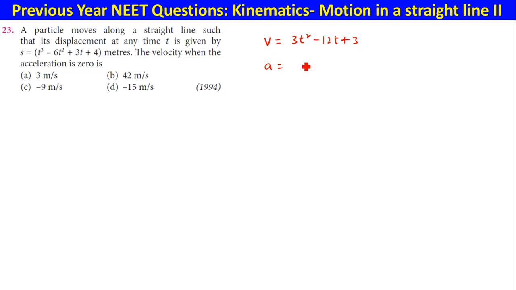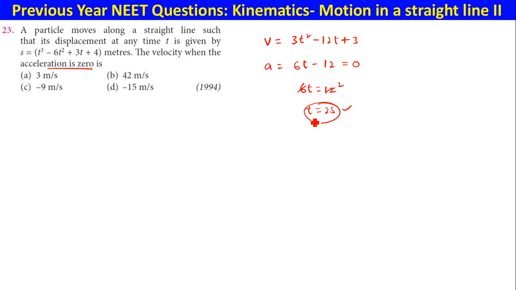A is equal to 3t² − 6t + 12... differentiating, t differentiates to 1. 3 is a constant number, so it doesn't have any differentiation, anyway 0. So a is equal to 6t − 12, and he said when acceleration is equal to 0, 6t is equal to 12, so t is equal to 2 seconds.